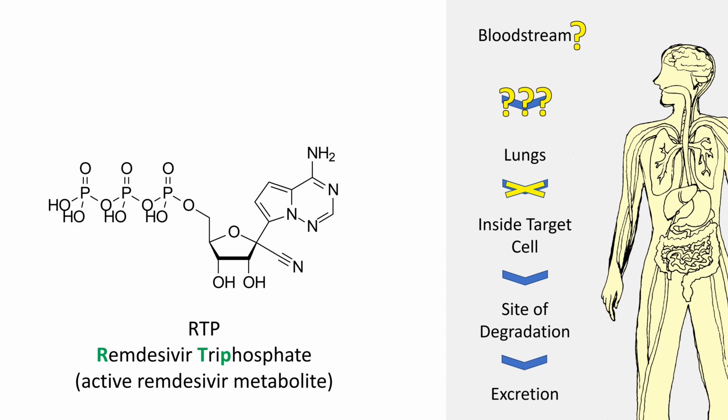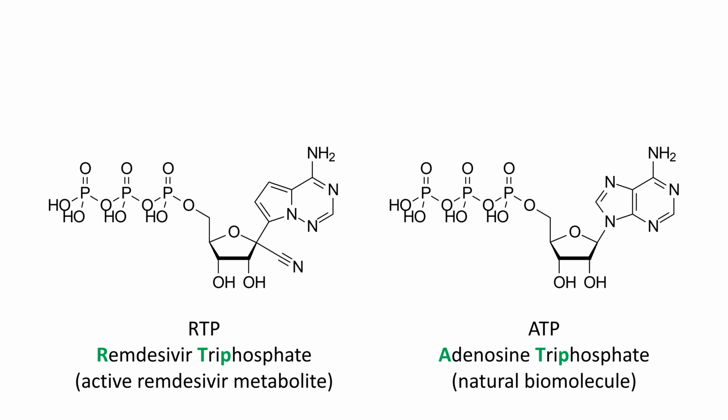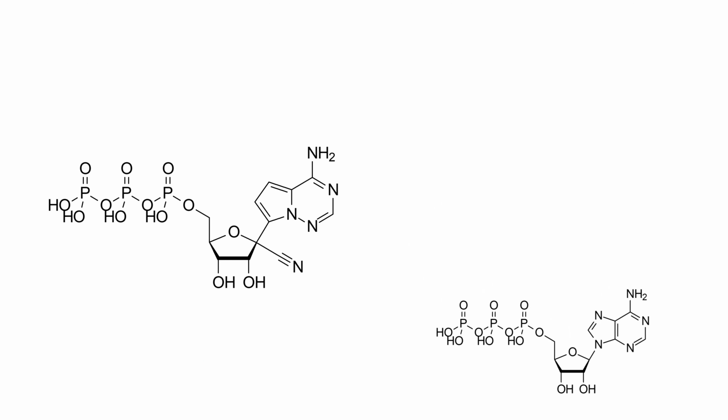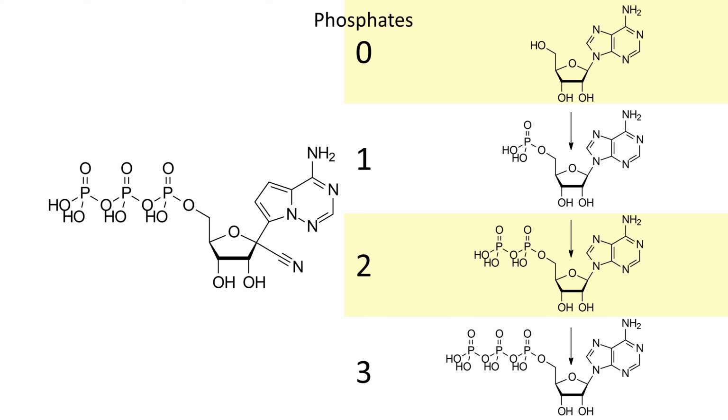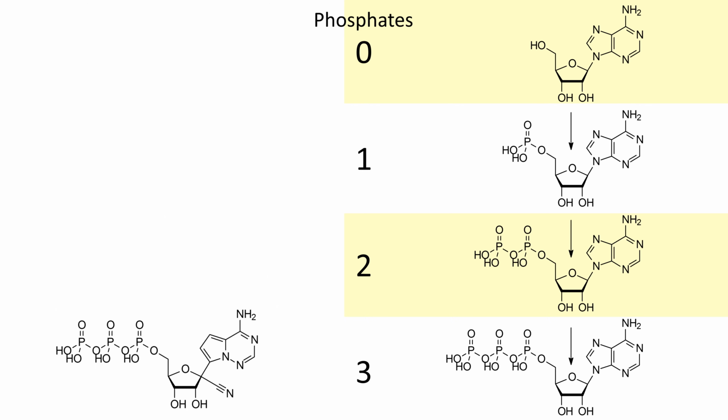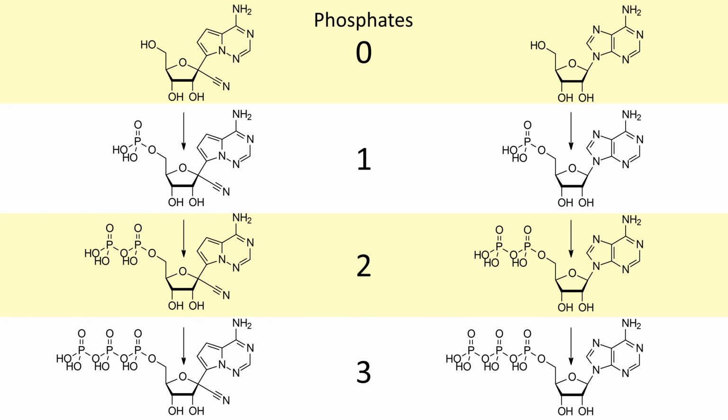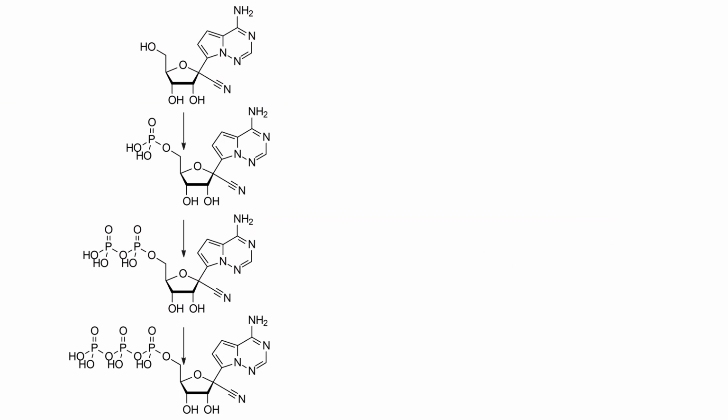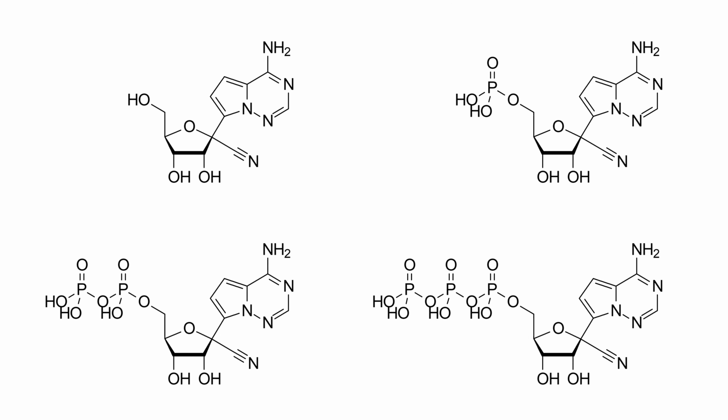Remember, remdesivir is supposed to look like ATP, and ATP, adenosine triphosphate, can be made in cells from adenosine by sequential addition of phosphates. It's imaginable that if our drug gets into a cell without all the phosphates it needs to be active in place, then the cell might add the missing phosphates for us. And luckily, this turns out to be the case. The question then becomes, how many phosphates do we leave on?